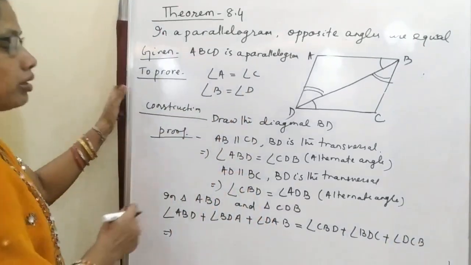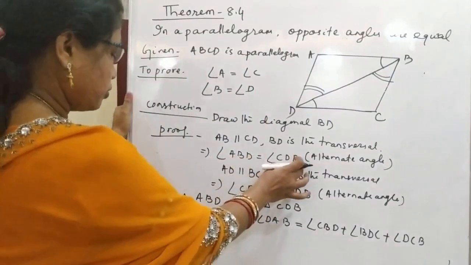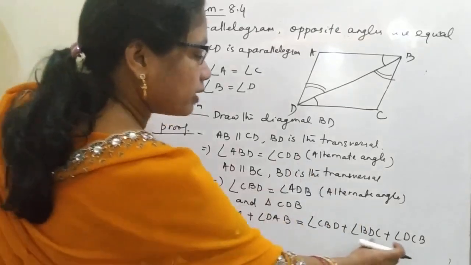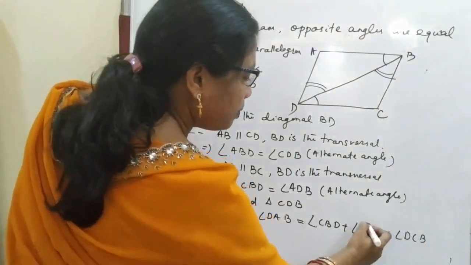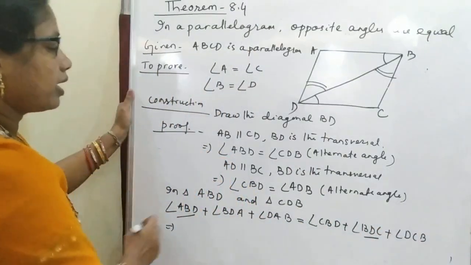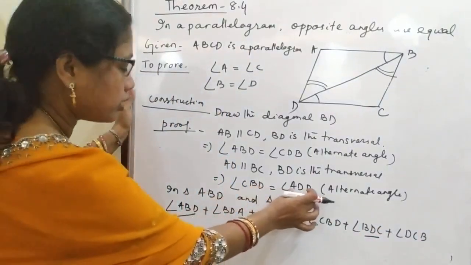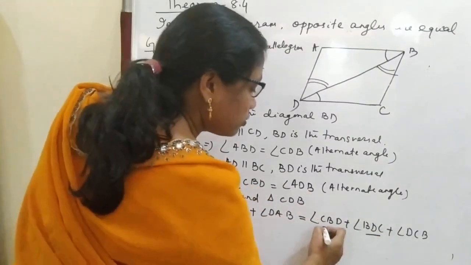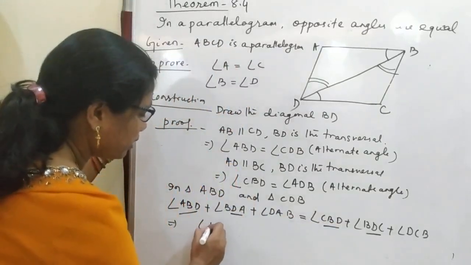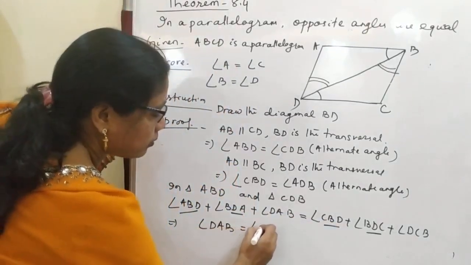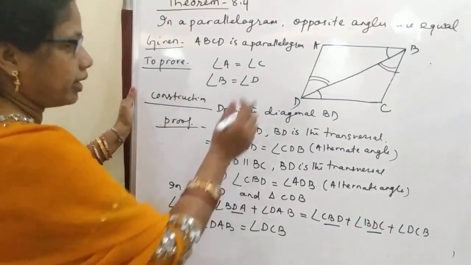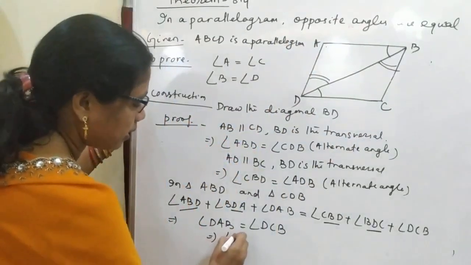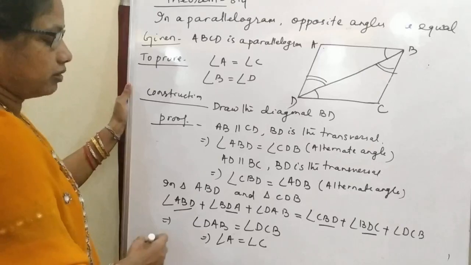So here we have proved ABD is equal to CDB. And again we have proved CBD is equal to ADB. So the remaining angle, angle DAB, is equal to angle DCB. So this implies angle A is equal to angle C. So this is proved.